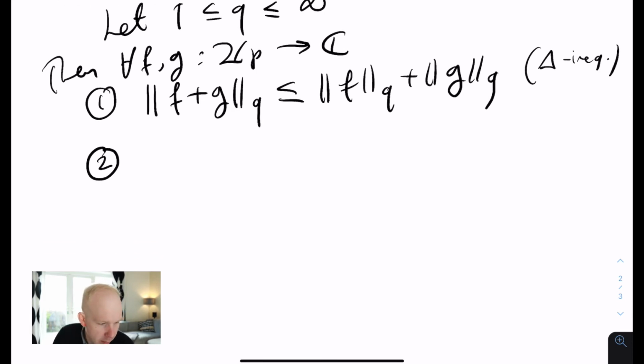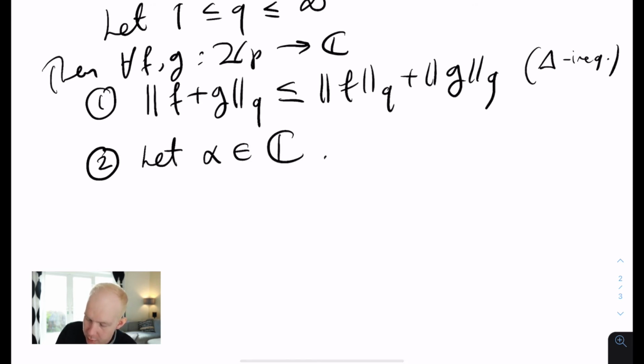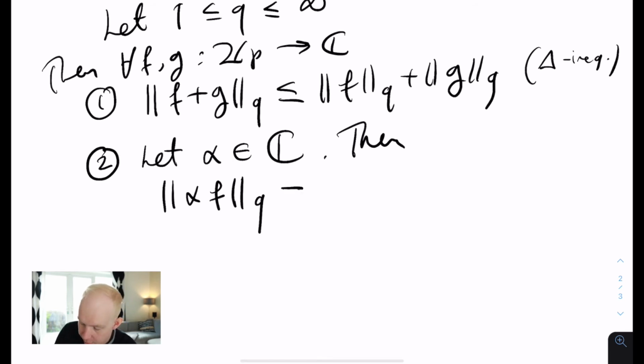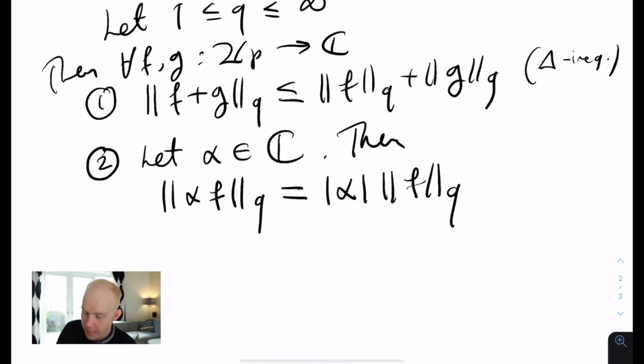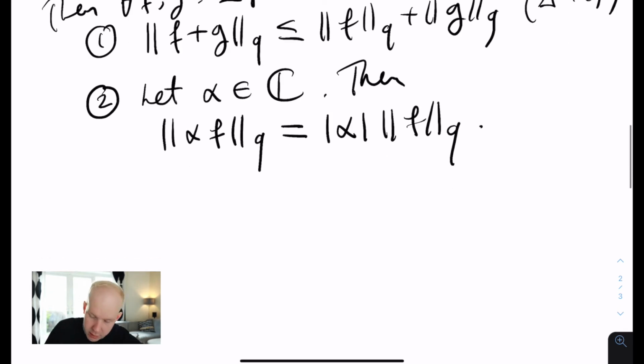And the second property is this homogeneity or scalability of the norm. If you take a scalar alpha, in our case it could be a complex number, then if you take the q norm of alpha times f, we could verify this from the definition, but you get that this is the same as the modulus of alpha times the q norm of f. So you can take the constant out.